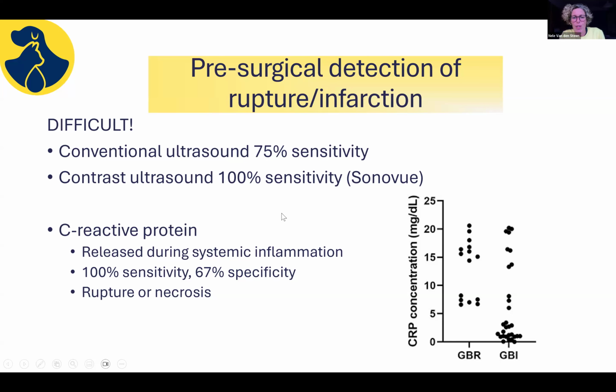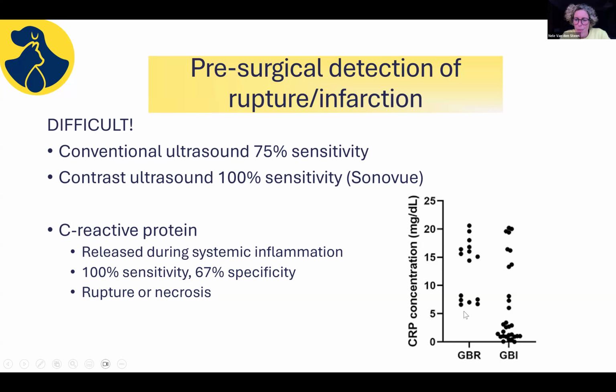Now, people found that if we do it with contrast ultrasound, you do get 100% sensitivity and specificity there. But I don't know how easy this is to get hold of in different countries. Now, one of the markers that we use on a daily basis in our clinics as well is C-reactive protein. It was looked at in a study and they compared the C-reactive protein level in the blood between the dogs with ruptured gallbladders and the dogs with intact gallbladders. And there was a significant difference.